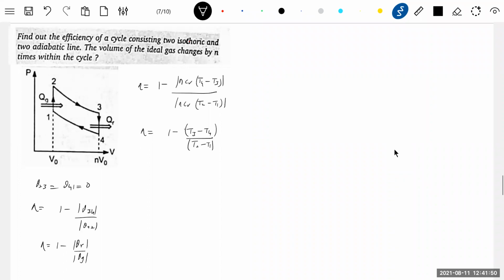I'll take help of adiabatic gas equations. So this will be T1, I'll start with the T2 V0 gamma minus 1 should be equal to T3 N V0 gamma minus 1. With the help of this, I can replace the temperatures.